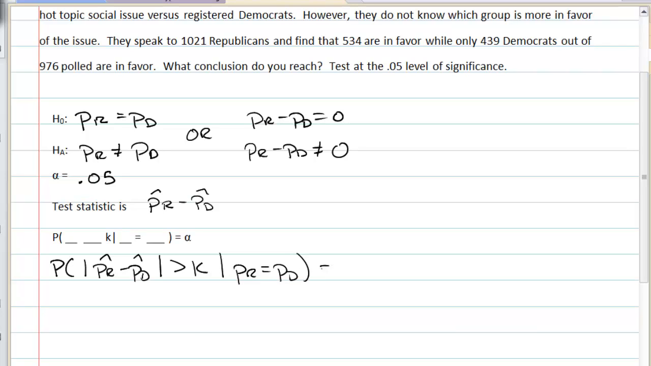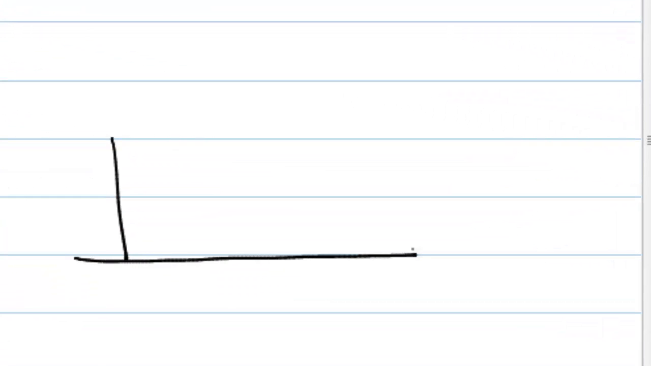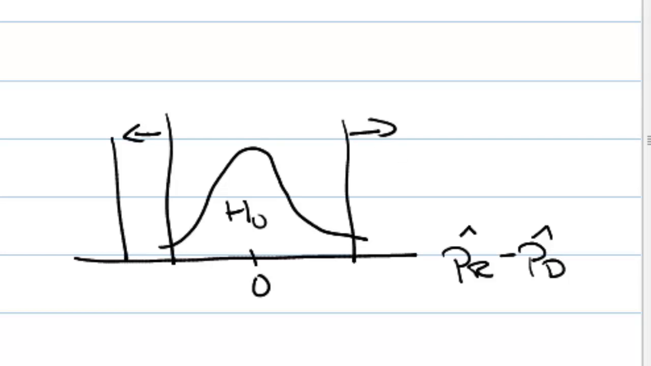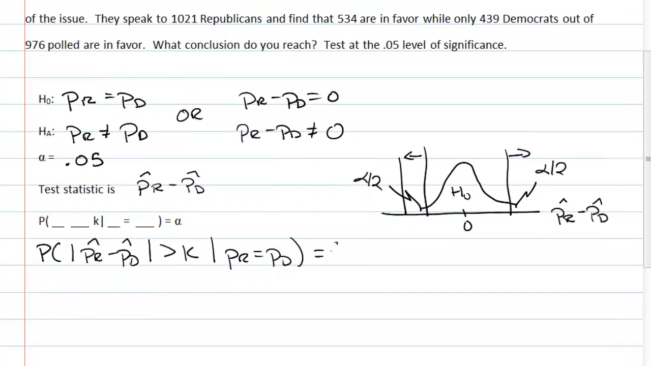And I want that to equal, since it's two-sided, here's what's different. Since it's two-sided, I have to put the area in both tails. So if I were to draw a picture of this, under the null, it'll be centered at 0. I'm going to reject if it's much greater or much less than these values. The overall error has to be alpha, so that means that each tail, I'm going to want alpha over 2. That's why I'm going to use alpha over 2.